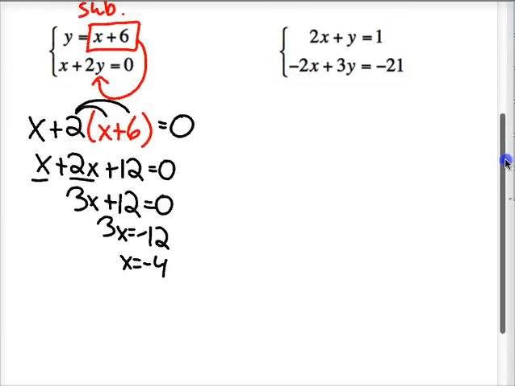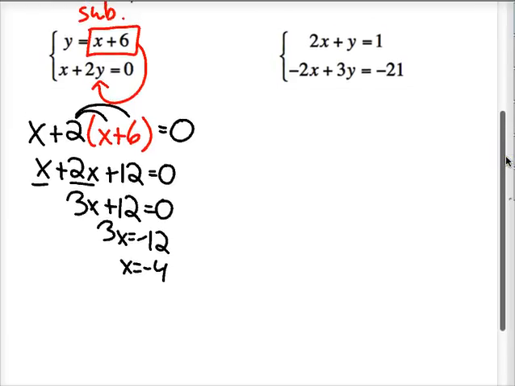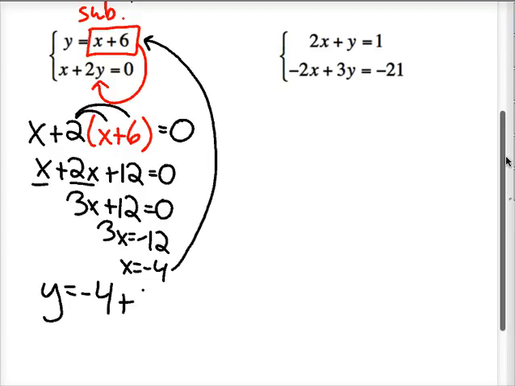But, as always, don't forget, that is not quite the end yet, because we also need our y value. You always need both values. So I'm going to plug that back into my box. So y equals x plus 6, but if we know x is negative 4, that means my y is going to be 2. So that means my solution is going to be negative 4, 2, looking just like that. Okay, so again, that's a little refresher on substitution.